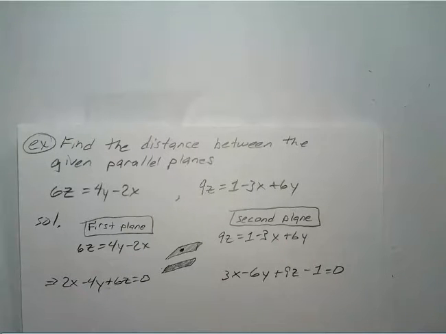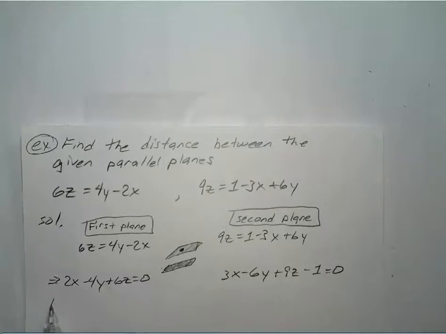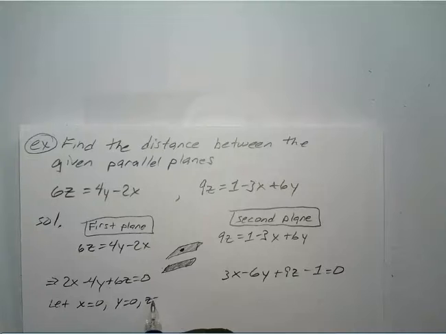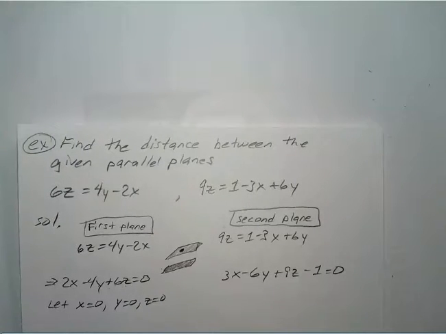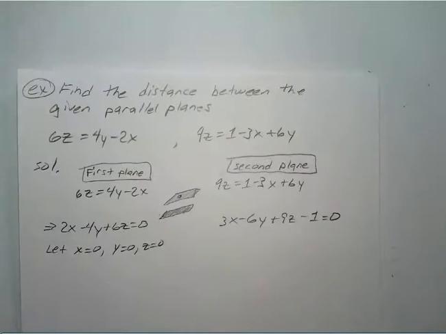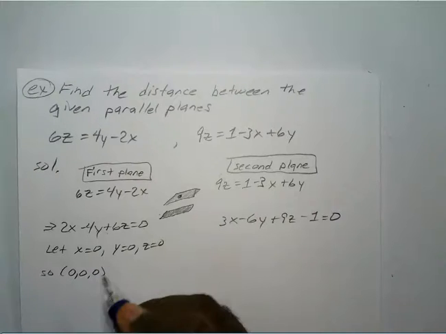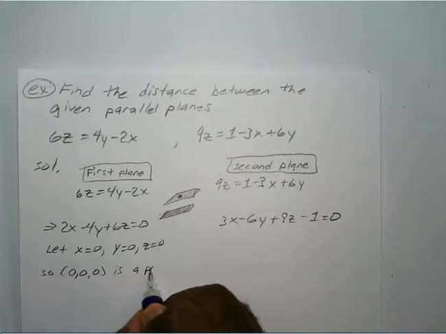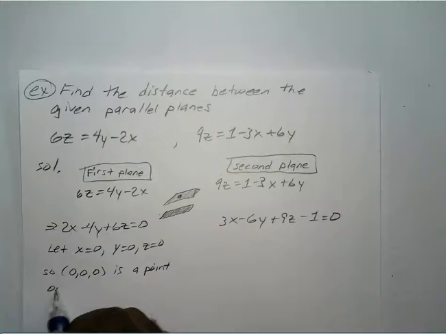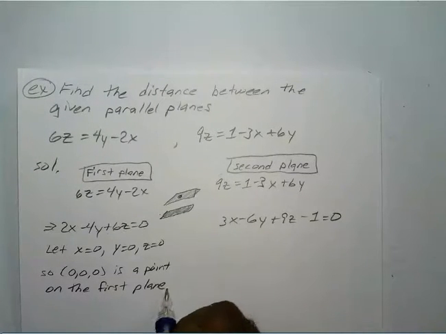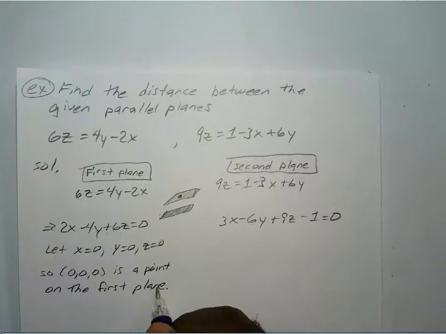And you know what I always say, keep it simple, don't make more work for yourself. So we'll just let x equals 0, y equals 0, and z equals 0. If x, y, and z are all 0, you have 0 equals 0, which makes this true. So that means 0, 0, 0 is a point on the first plane. So bring that down. There we go.